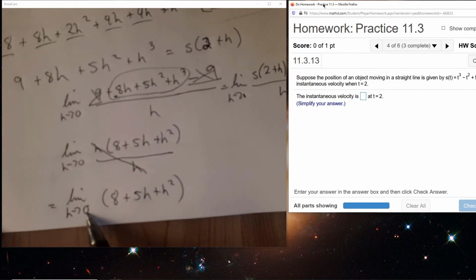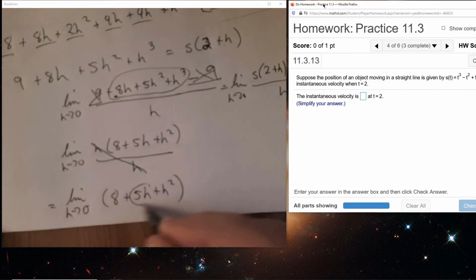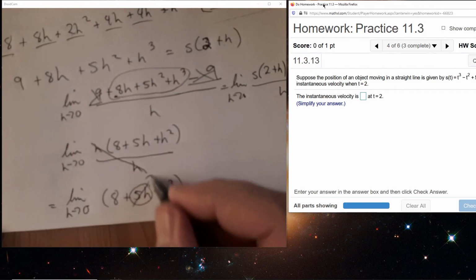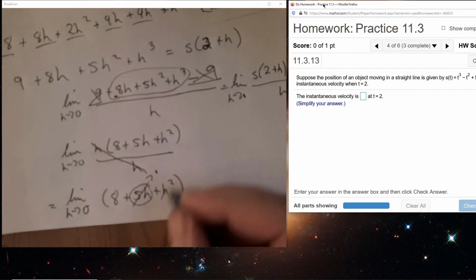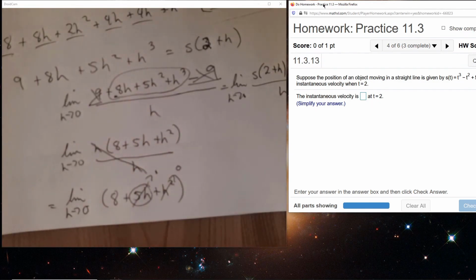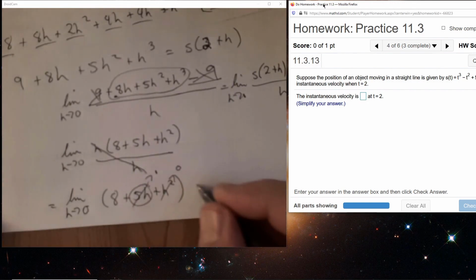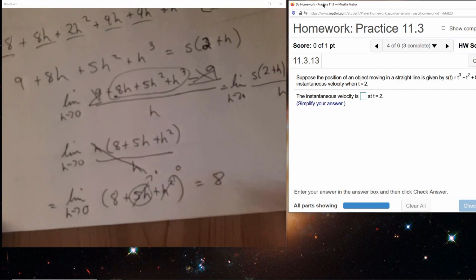And h goes to 0. H is going to get forever closer to 0. As h gets forever closer to 0, this will get forever closer to 0. And h squared, which is 0 times 0, is getting forever closer to 0 as well. And so what is this limit ultimately approaching? It's approaching 8. And that's our answer.